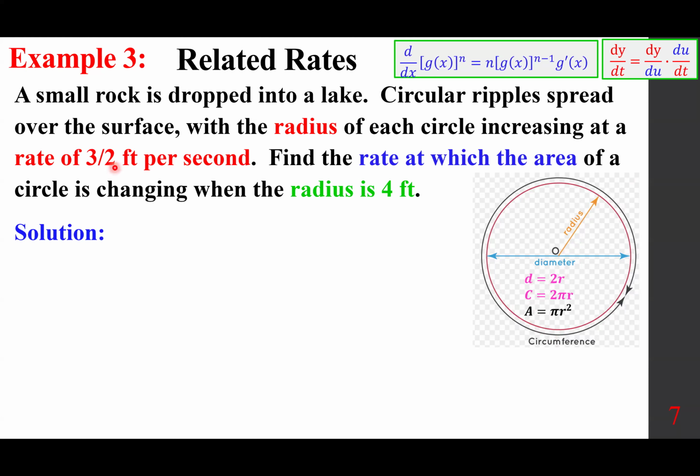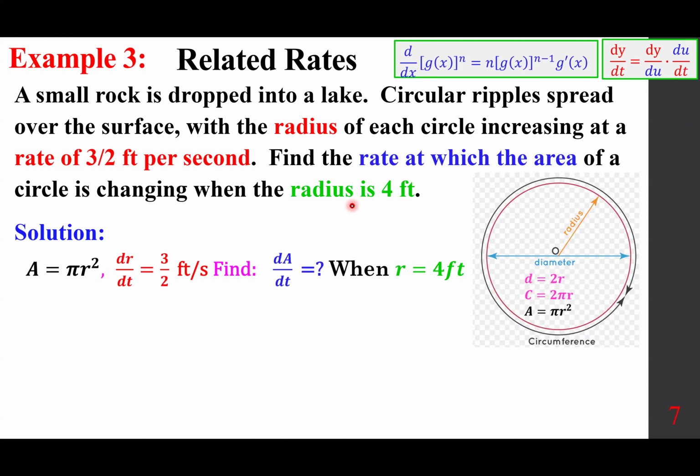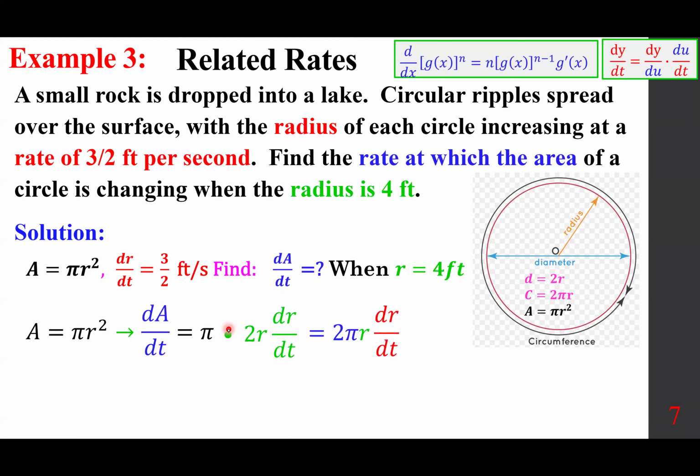dr/dt is 3/2 feet per second. We want to find dA/dt at the precise moment of r being 4. This is the translation of the question. Therefore, we are going to differentiate this, meaning dA/dt, and pi is a number, we keep it. So in essence, you're differentiating r squared, which becomes 2r dr/dt. So we're looking at 2 pi r dr/dt. Replace the r with 4, dr/dt with 3/2.